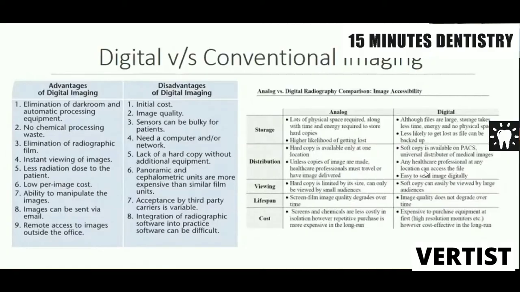Okay. Now, if you want to talk about storage, digital is easier. Distribution, digital is easier. Viewing, again, soft copy can be easily viewed by a large number of audience. Lifespan, the screen film deteriorates over a period of time, whereas this image remains as is. Cost, analog is cheaper per film, but in the long run, digital becomes cheaper.